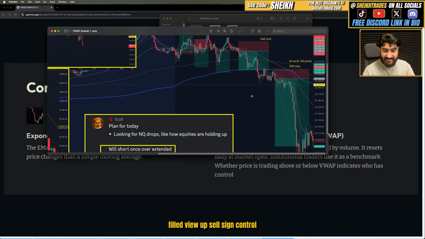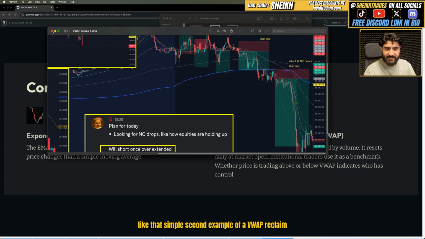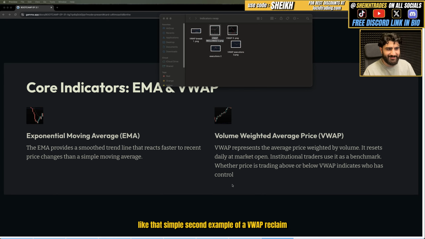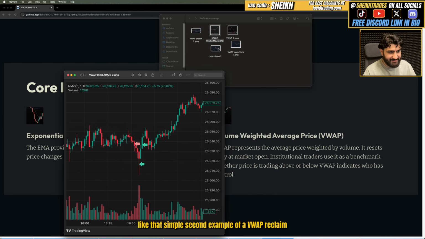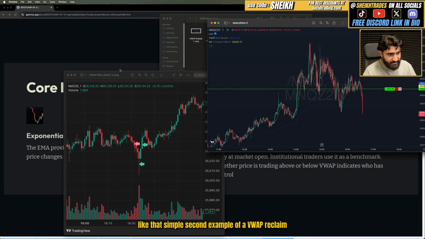Filled VWAP. Sellers are in control. Held my EMA. I took my 1 minute bar entry, massive short, as you can see. 1 minute bar entry, 100-point trade like that. Simple. Second example of a VWAP reclaim.